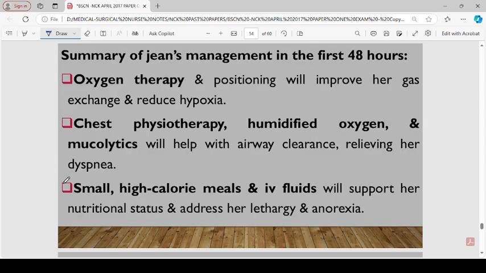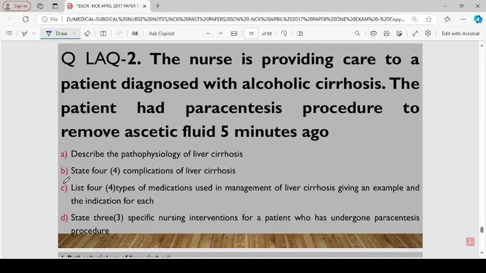So in summary, when you're looking at Jean's management in the first 48 hours, you have to ensure there is oxygen therapy, and positioning will help her gas exchange and reduce hypoxia. You have to carry out chest physiotherapy, give humidified oxygen and mucolytics, which will help with airway clearance, relieving her dyspnea. And small, high calorie meals and IV fluids will support her nutritional status and address her lethargy and anorexia.